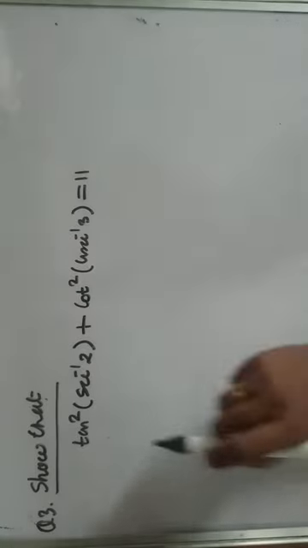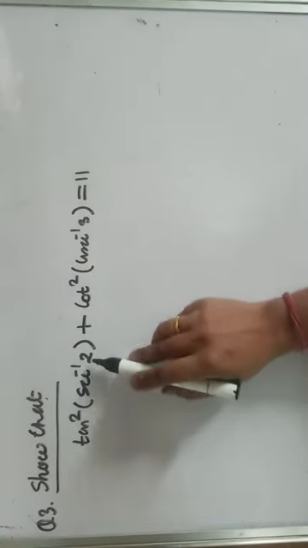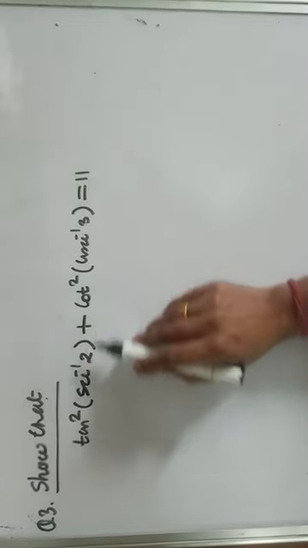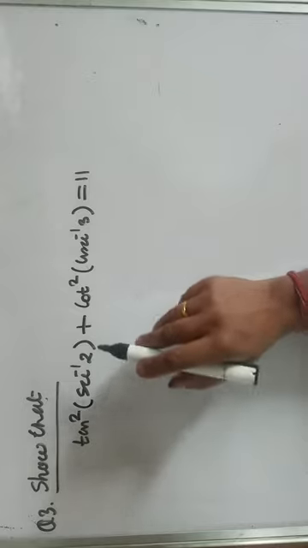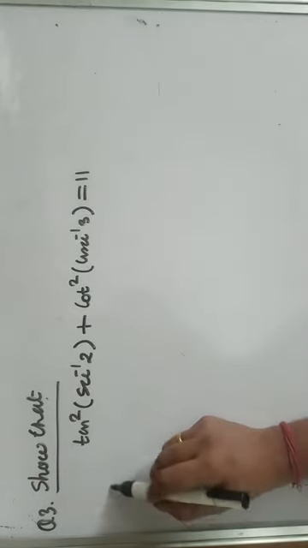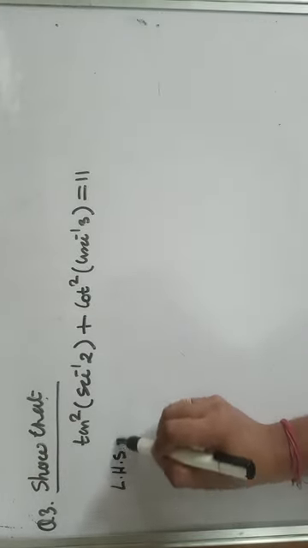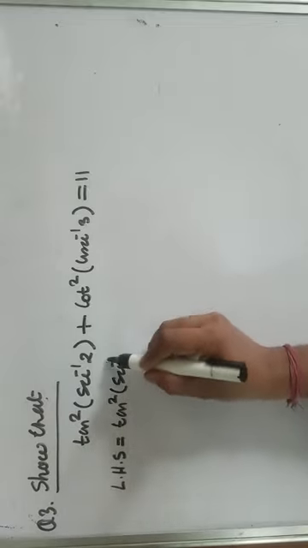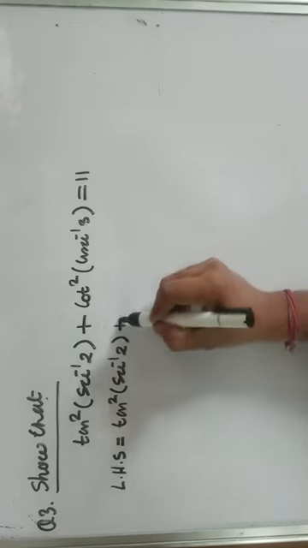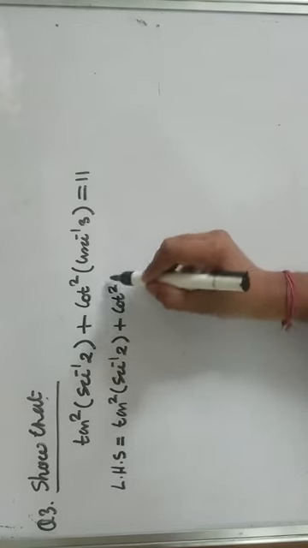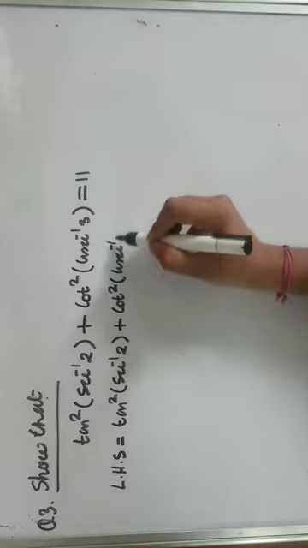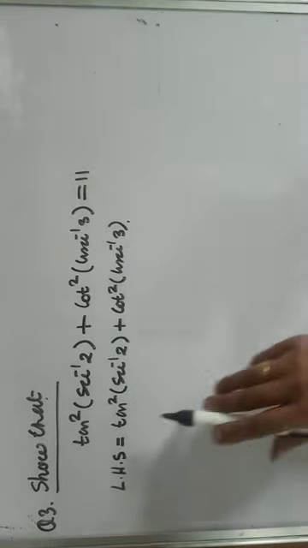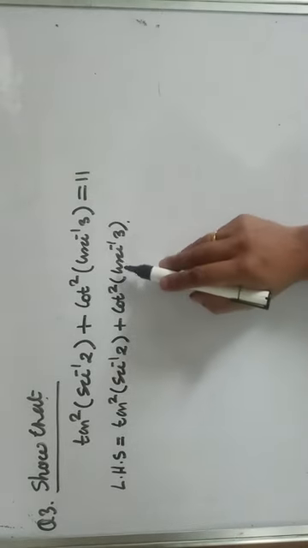Now in this question, prove that tan square of sec inverse 2 plus cot square of cosec inverse 3 is equal to 11. This question is important. This question has been asked this year, 2020, in the HS examination. Now I'll take the left hand side, LHS. LHS is equal to tan square of sec inverse 2 plus cot square of cosec inverse 3. In both the cases, there are two dissimilar functions. One is tan, another is sec. One is cot, another is cosec.